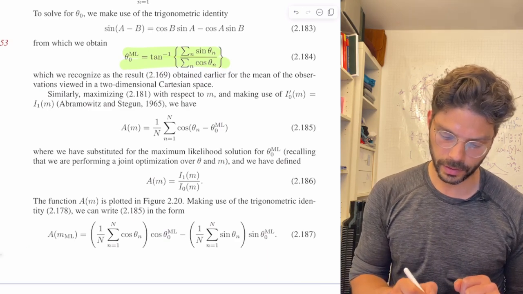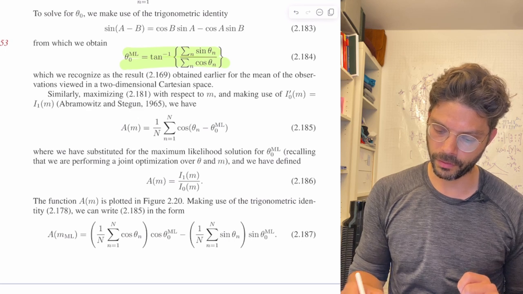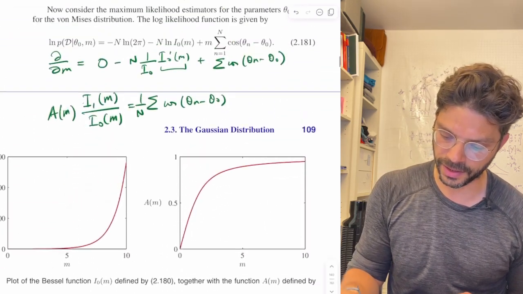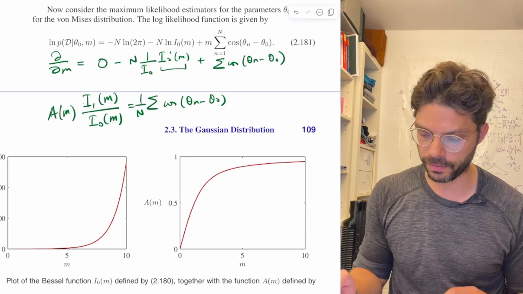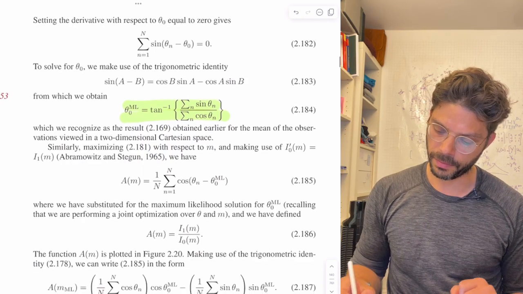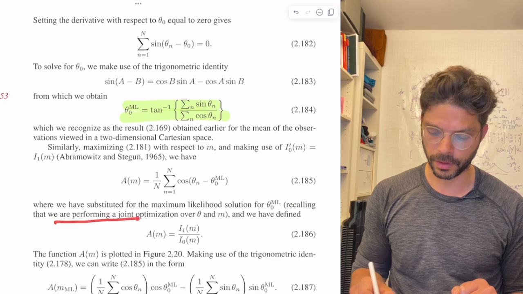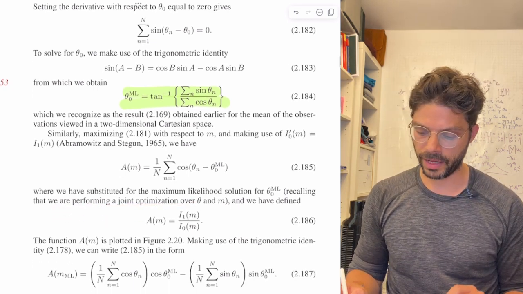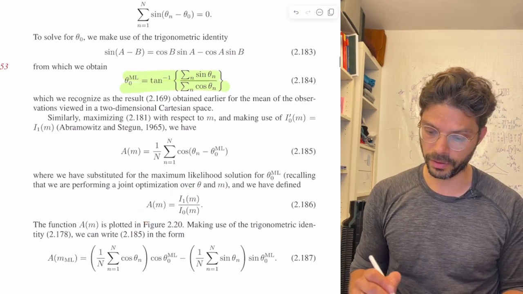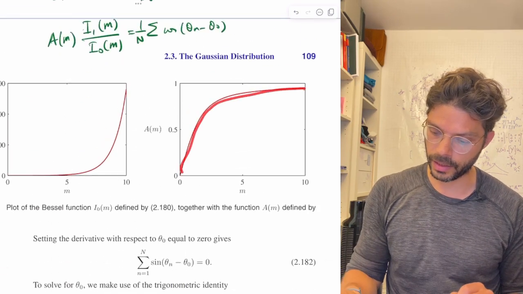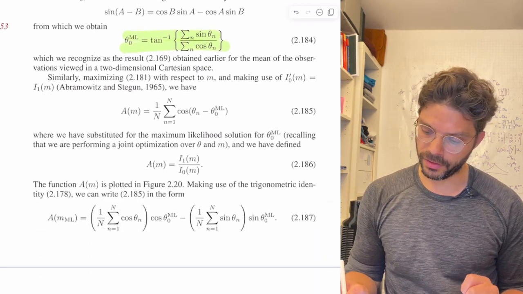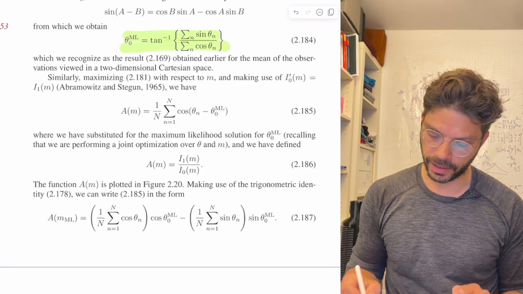So the function A of m, where we've substituted for the maximum likelihood solution for theta naught ML. He's saying that this theta naught is actually the theta naught that we figured out, because we're setting both of them to 0. We have substituted for the maximum likelihood solution for theta naught ML, recalling that we were performing a joint optimization over theta and m, and we have defined A of m this way. Now the function A of m is plotted in 2.20, so it looks like this thing. Making use of the trigonometric identities in 2.178, we can write 2.185 in the form.